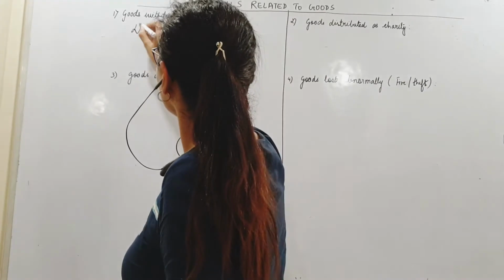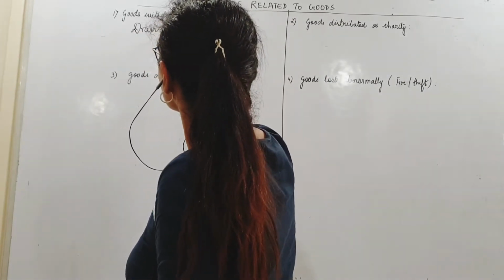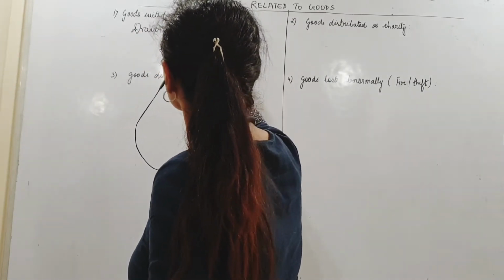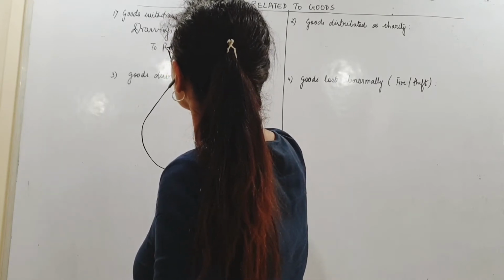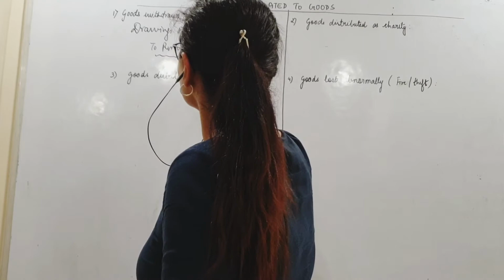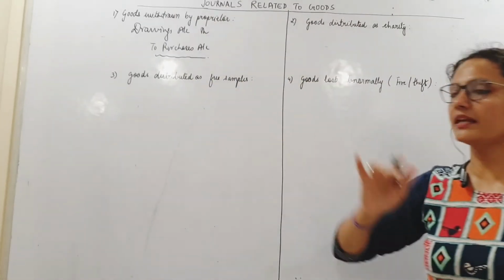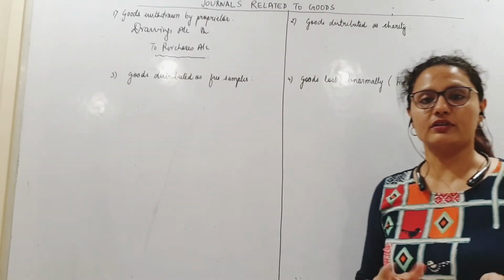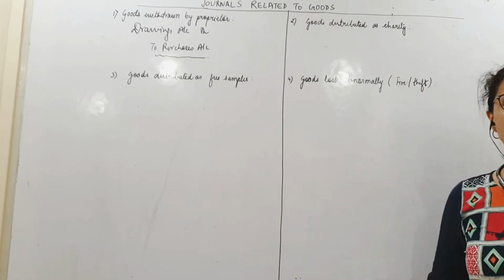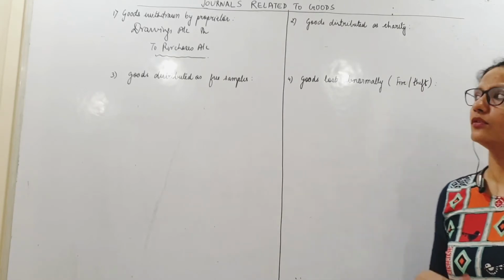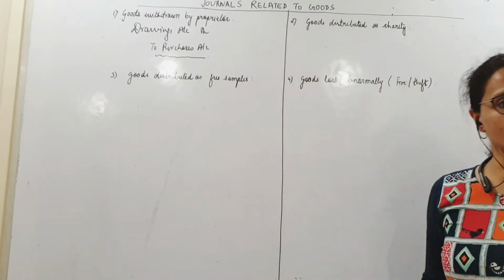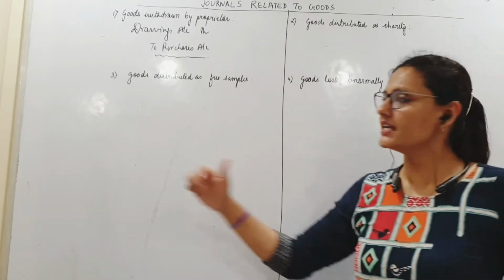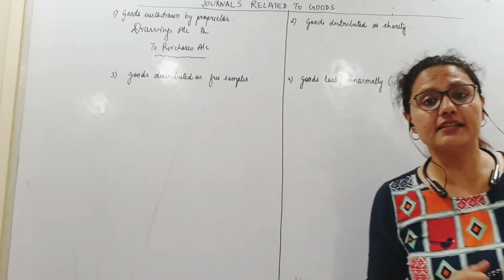So drawings account debit to purchases account. देखो ये constant रहेगा. Every time goods are not available for sale, we will credit purchase account. Debit क्या कर रहे हैं वो depend होगा कि वो goods कहाँ जाएगा. Here it went to the proprietor, so I have debited drawings. Second case, goods are distributed as free samples.